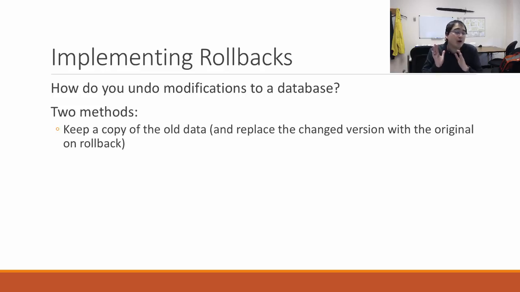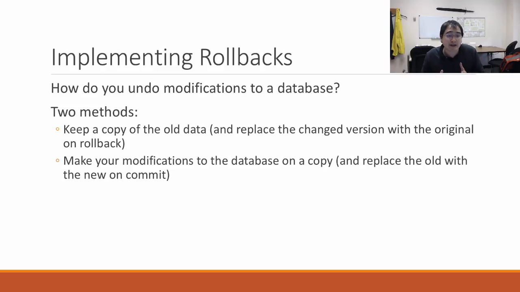Either you keep an old copy of the data whenever you're modifying the database in a transaction. So you keep an old copy that's safe. And then when you need to do a rollback, you basically say, hey, take that safe version, make that the real version again. Replace the modifications that you made to the database with the backup.